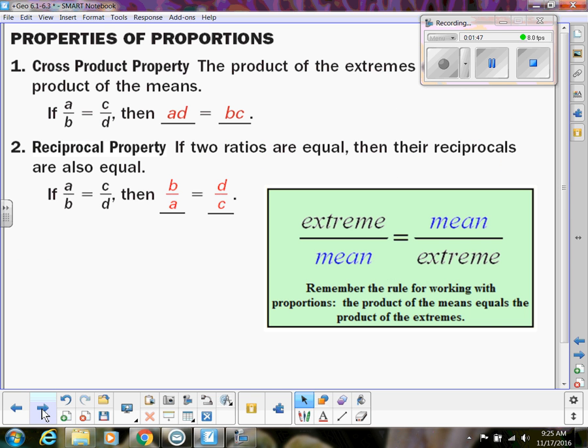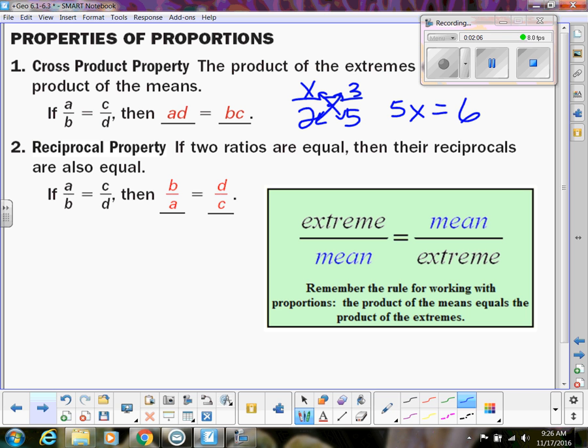So, reminder of some properties of proportions. We have the cross product property. That's what you use to solve things like x over 2 equals 3/5. You would multiply on the diagonals. Okay, so that's what we mean by the product. So you would have 5x equals 6, and then you would solve this by dividing by 5, right?